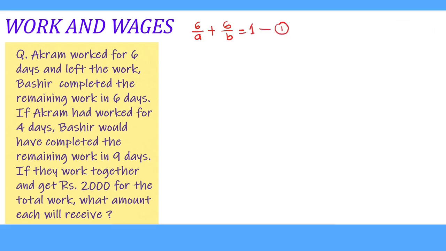Now the second condition is, if Akram had worked for 4 days, then his 4-day work would have been 4 upon A, and then Bashir would have completed the remaining work in 9 days.